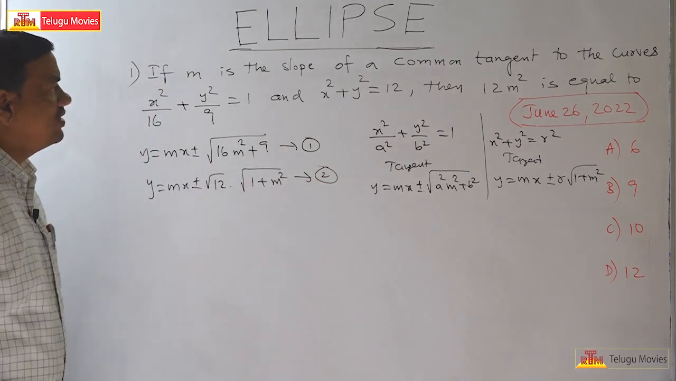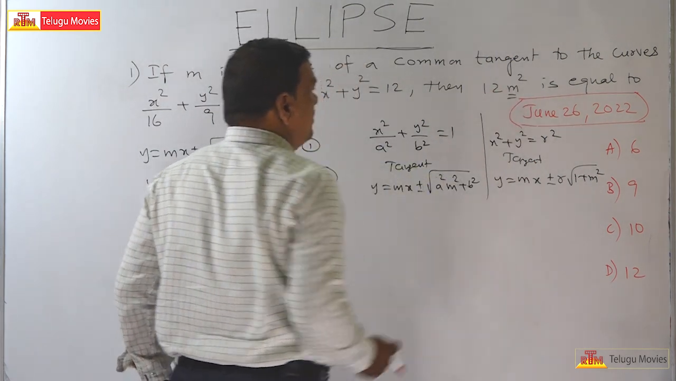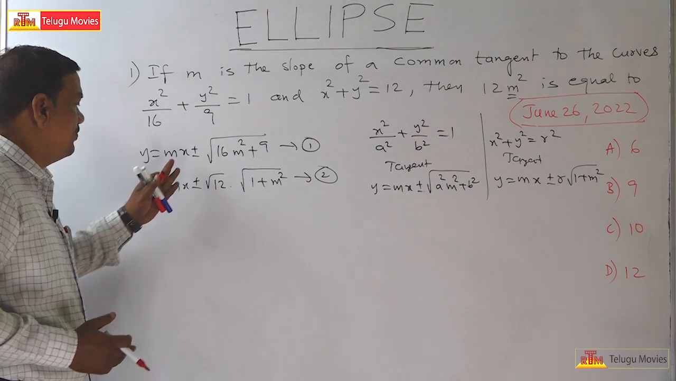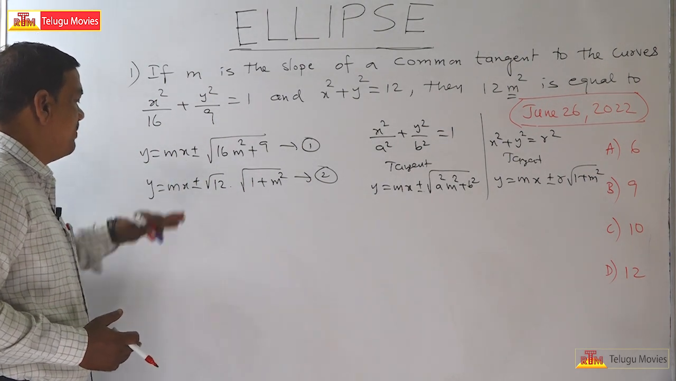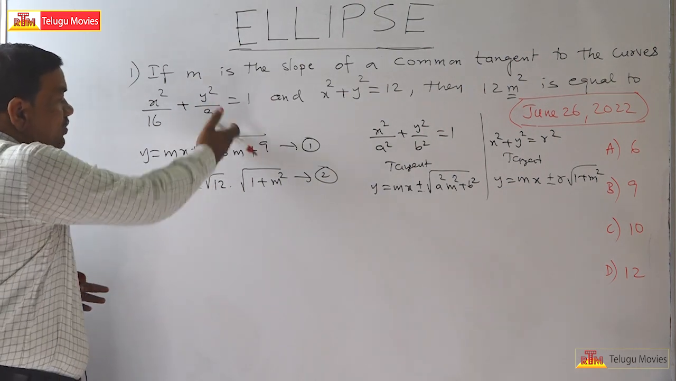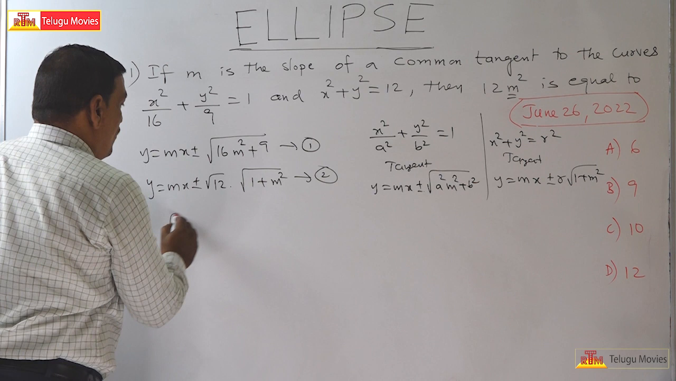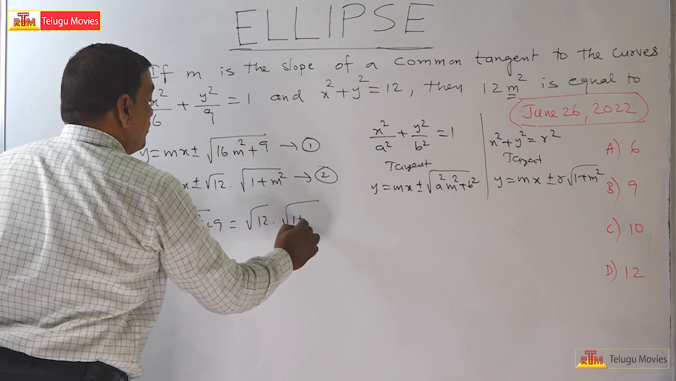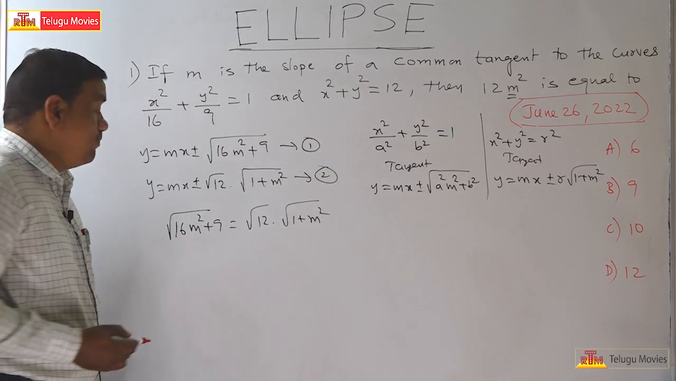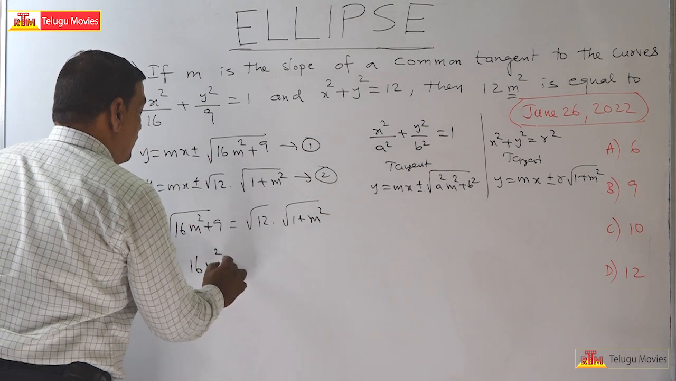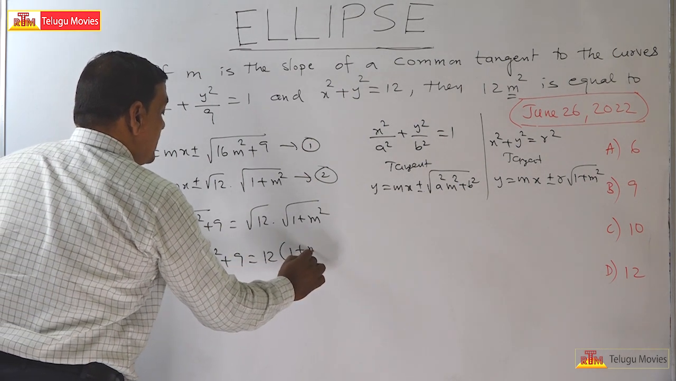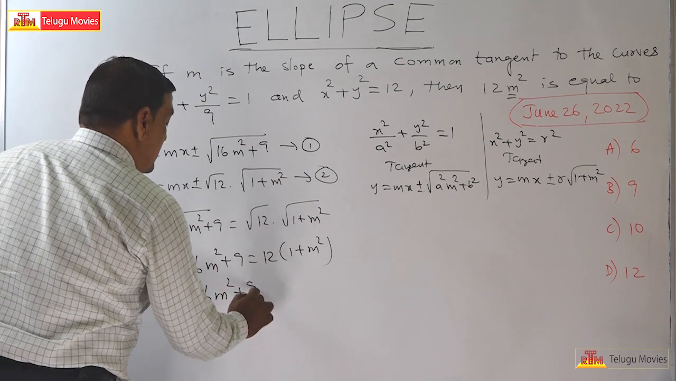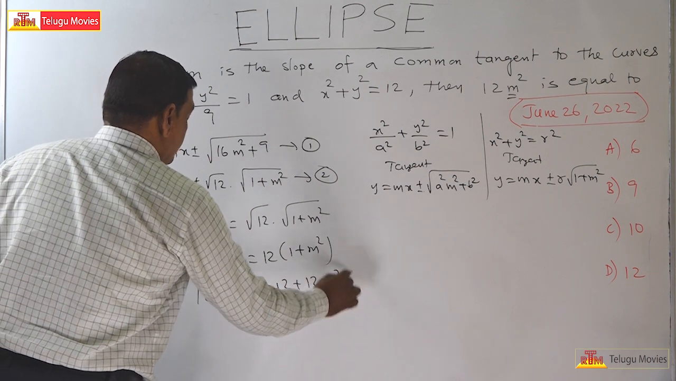Now, we want the value of 12m square, but basically we want m. For that, let us solve these two equations. If you bring y minus mx here, it is the same in both, so we can equate these two. That means root of 16m square plus 9 is equal to root 12 into root of 1 plus m square. Squaring on both sides, we get 16m square plus 9 is equal to 12 into 1 plus m square, that is 16m square plus 9 is equal to 12 plus 12m square.